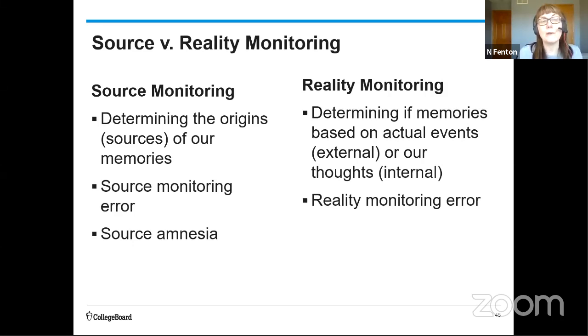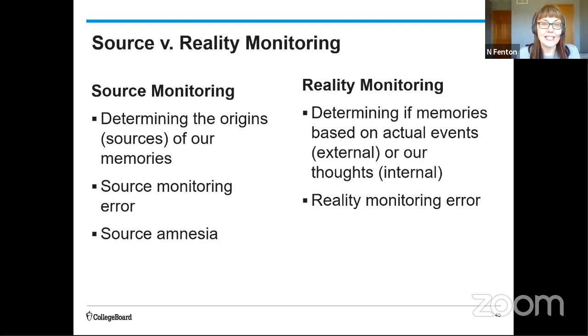If you straight up can't remember where you learned something, that's a concept called source amnesia. So if you can't remember who told you about your friend's acceptance into college, if you don't remember where you heard that, you might have source amnesia. If you're making an error, right, you think that you saw something on the news, but you actually saw it in a comedy TV show, you confused your source, you made a source monitoring error.